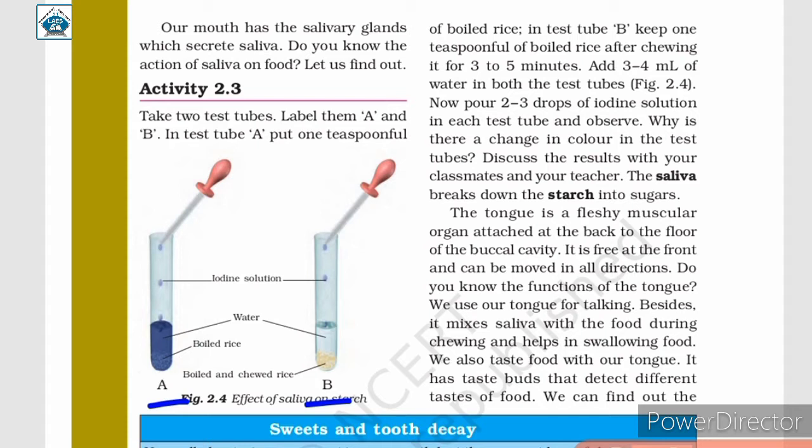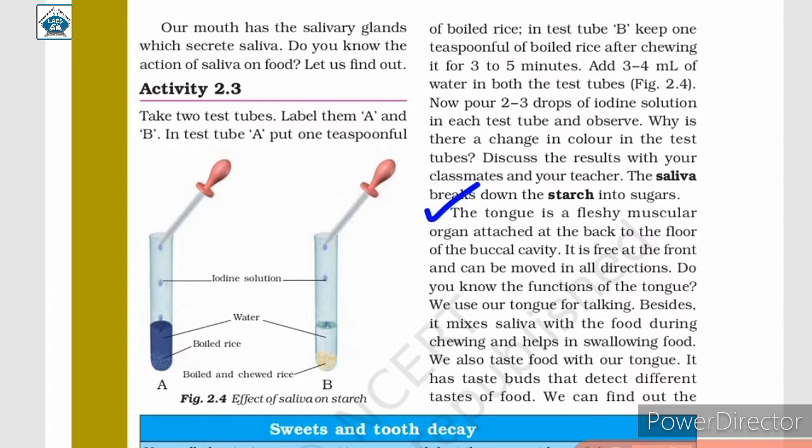So, from this activity, we can conclude that saliva breaks down starch into sugars. That is why there was no change in color of solution in test tube B, because you have chewed this boiled rice for some time and the saliva breaks down the starch in the boiled rice into sugars.